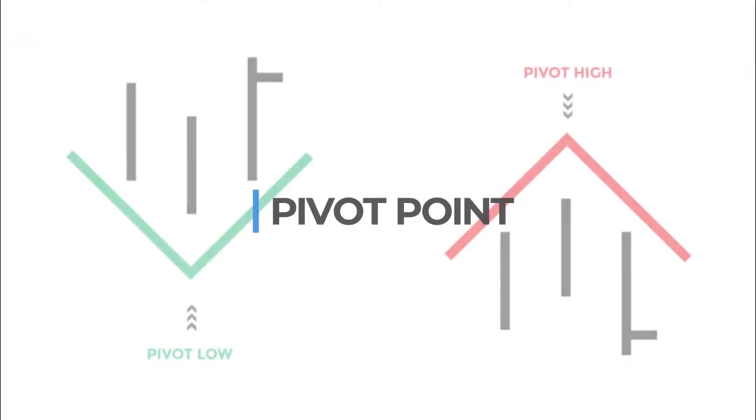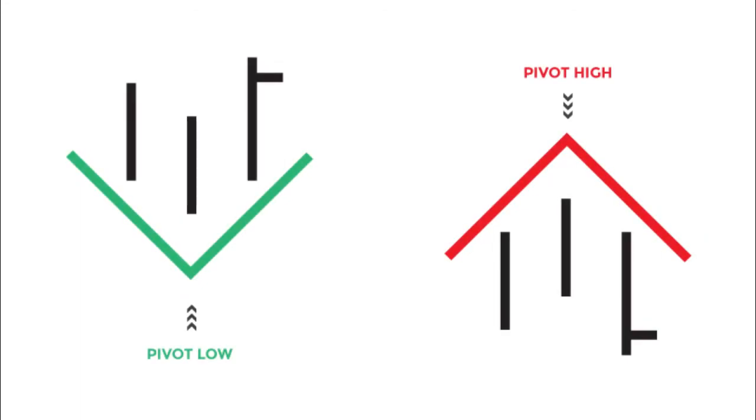Pivot point. A pivot point is part of technical analysis and is an indicator used to identify the trend of a market or instrument. It's based on the average of high, low, and closing prices from the previous trading day.